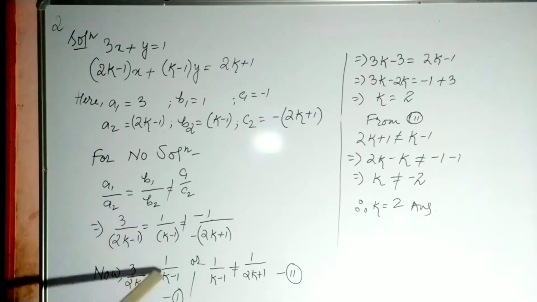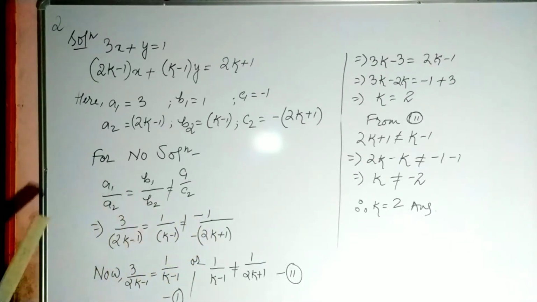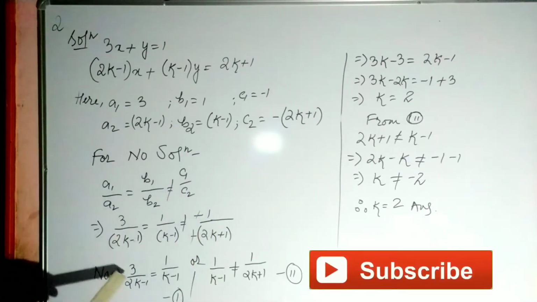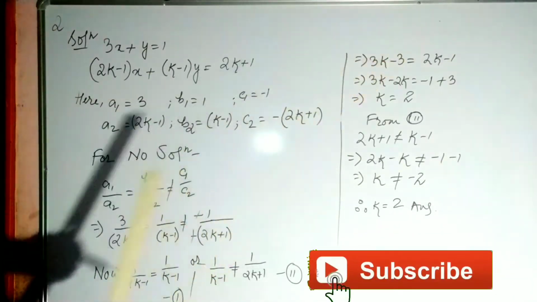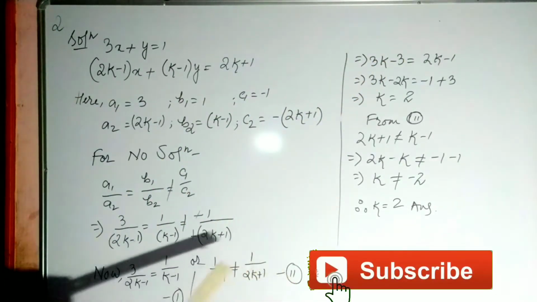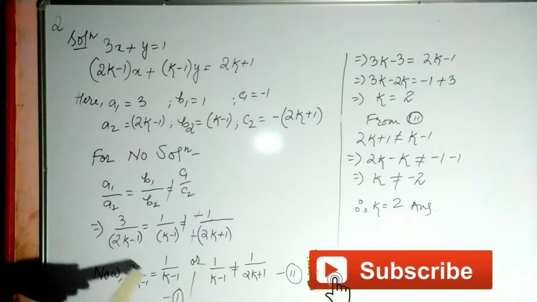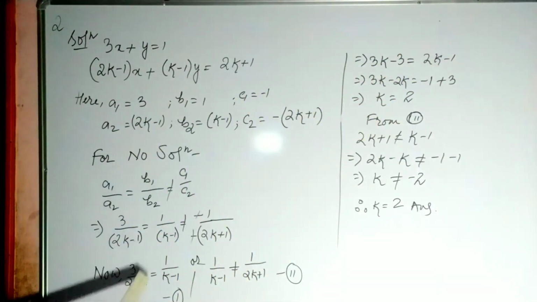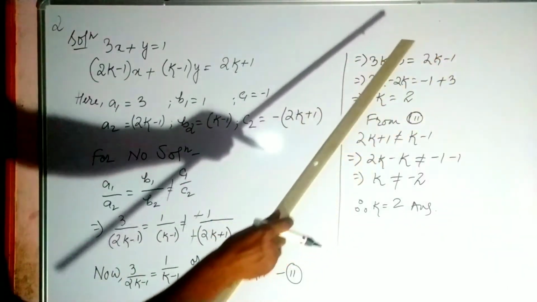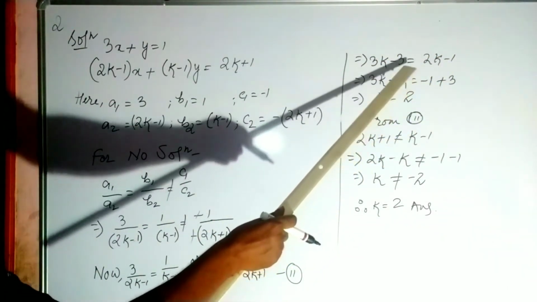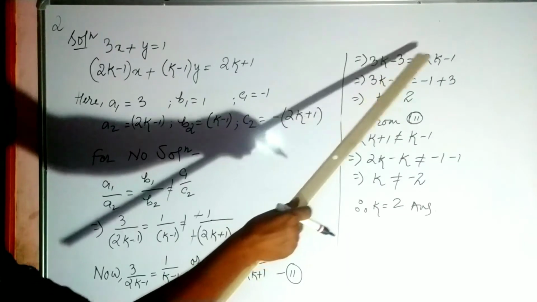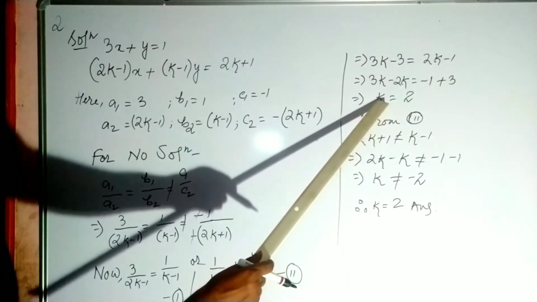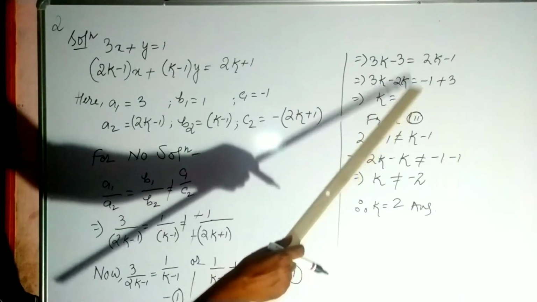This is equal to this, or we can cancel the negative sign, and we calculate 3 into k is 3k. We write it as equation number 1 and equation number 2. 3 into k is 3k, 3 into 1 is 3, (2k minus 1) into 1 is 2k minus 1, and bring 2k to the left, and we take this minus 3 to the right. 3k minus 2k is k, k equal to 2.